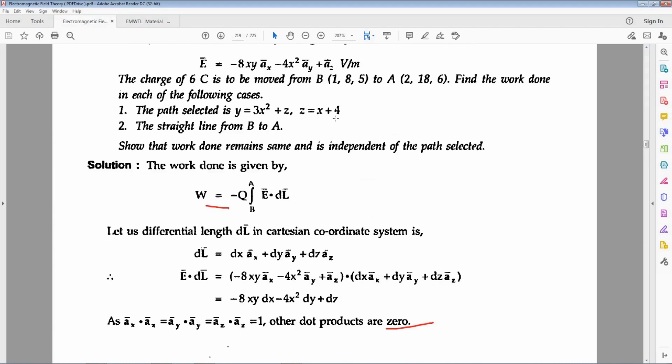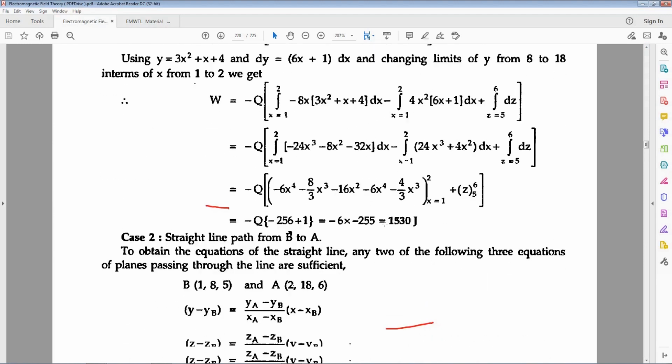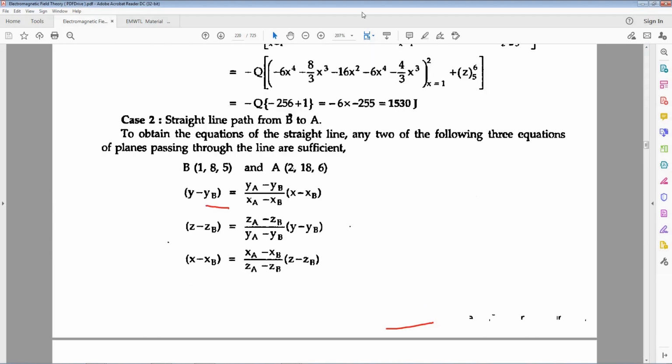Okay, my dear students. The work done for the path is selected. Y is equal to 3x square plus z, and z is equal to x plus 4. And second one, the straight line from B to A. The second case, the straight line path from B to A.